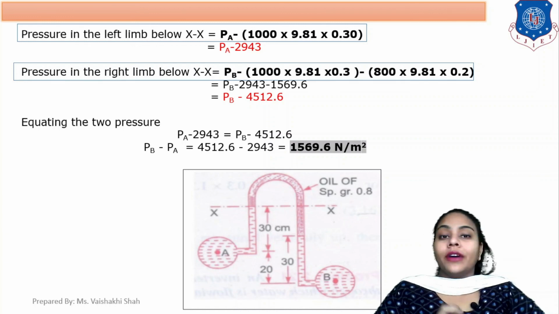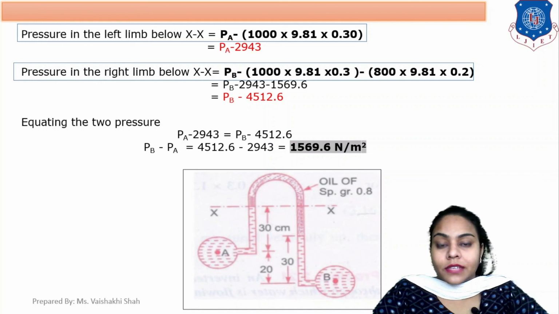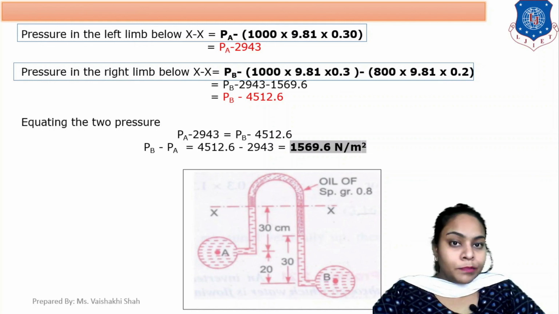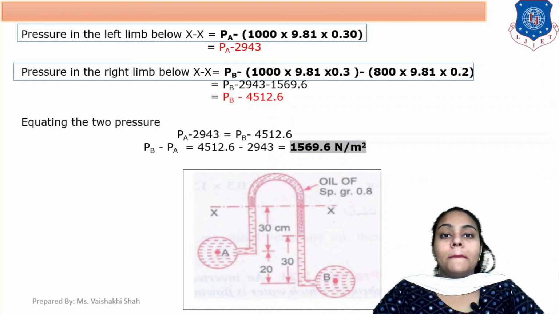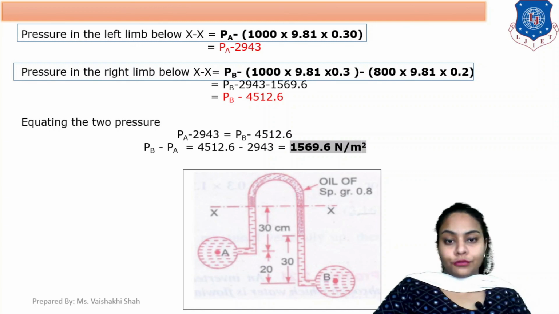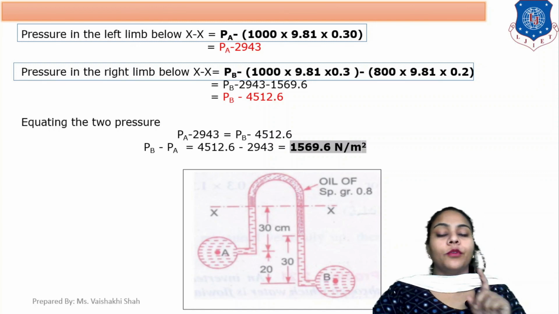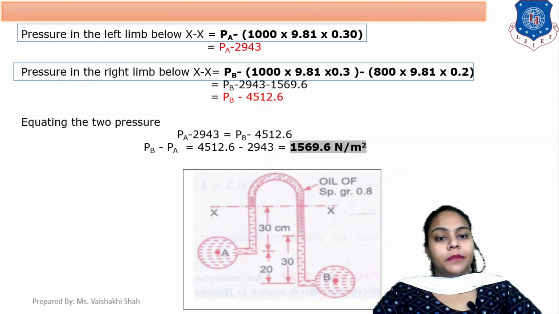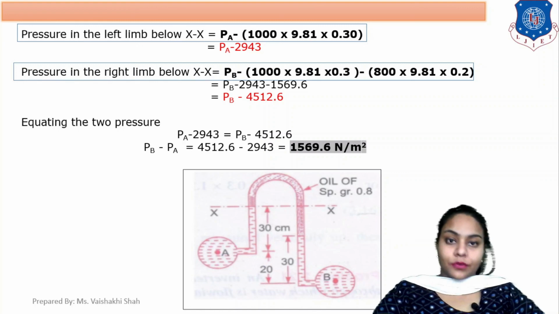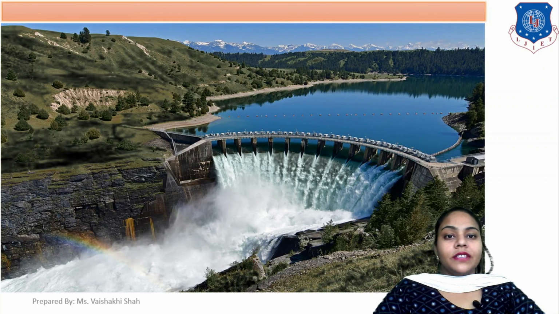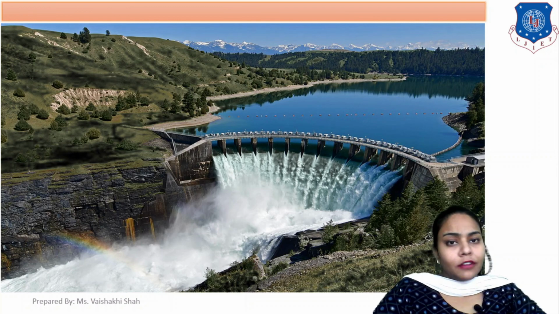So, here your answer must be with positive sign. So, you can't take Pa minus Pb. Here your answer is Pb minus Pa equals 1569.6 Newton per meter square. Okay. So, today we solved some examples based on different types of manometers.